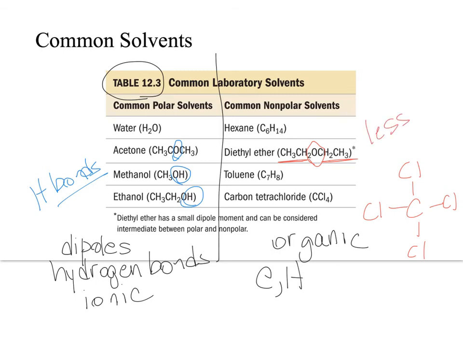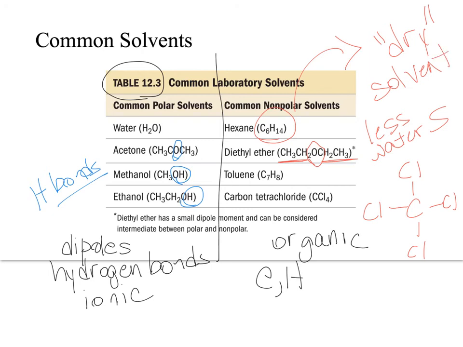So we have some things that are relatively polar as compared to hexane or toluene, and you can see here that this is only carbon and hydrogen. So we would call hexane a dry solvent because it does not have any water, it doesn't have any polar groups. So remember this chart and we're going to refer back to it.